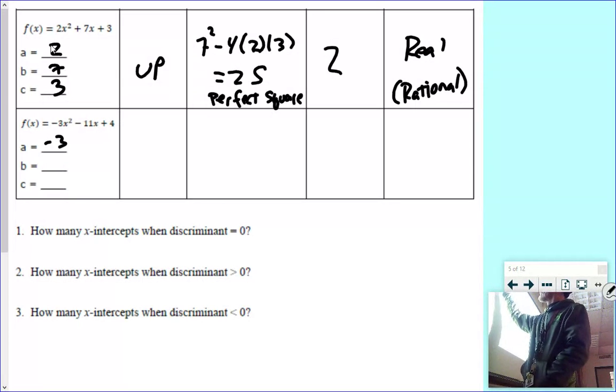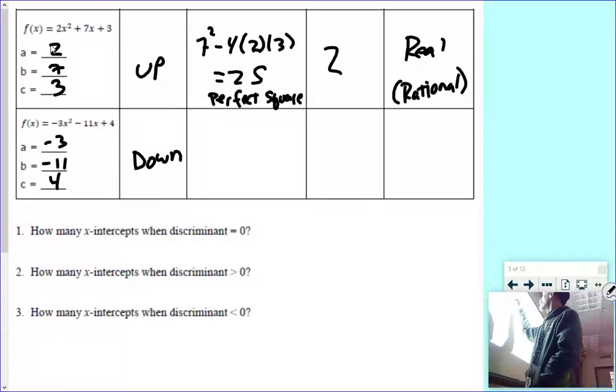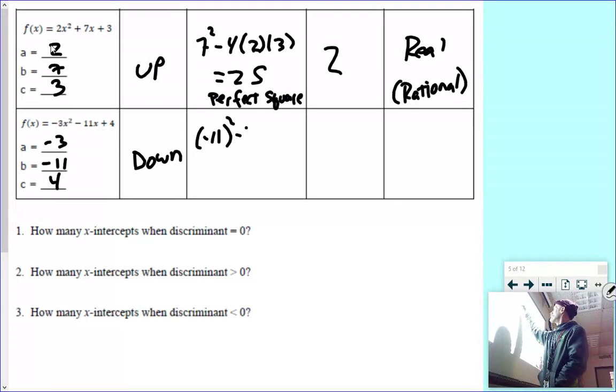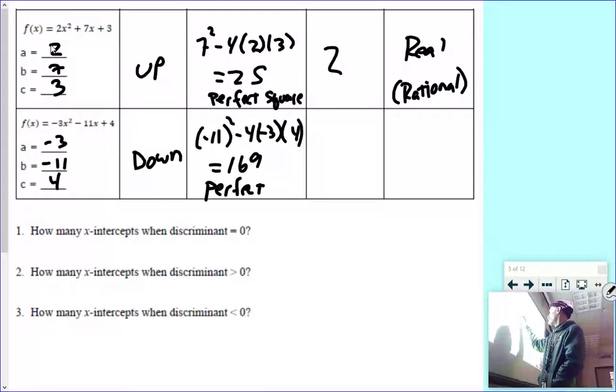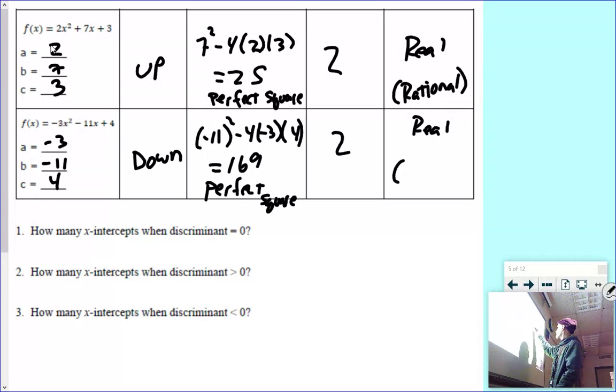Okay, and then the last one, my A is negative, which means it's opening down. And my discriminant comes out to be 169, that's 121 plus 48. And again, if you don't know your perfect squares beyond 12, 169 is 13 squared, that's also a perfect square. So again, 2 solutions that are real and rational.